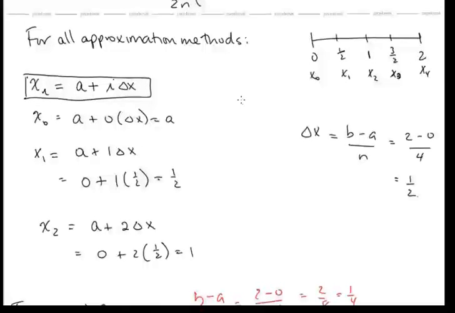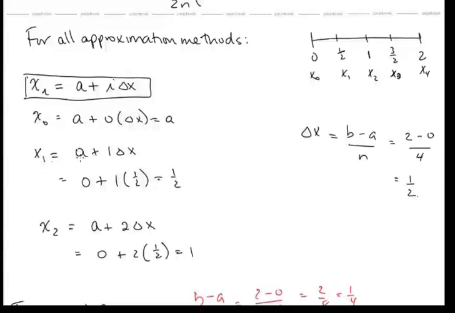But in general, I want to give you a formula to use for all of your approximation methods, including the midpoint method, this trapezoid method, and the one we're going to do next, which is Simpson's rule. We could always find xi by using the formula a plus i delta x. So x0 is always going to be a, and in this formula, that would be a plus 0 delta x. So that's a. In this case, that's 0 for us.